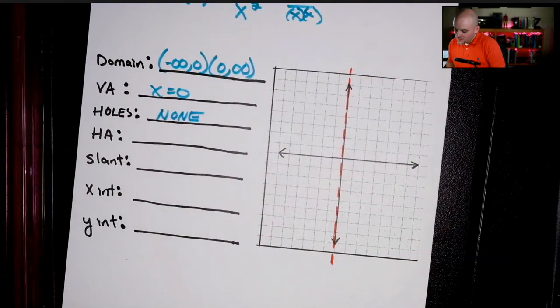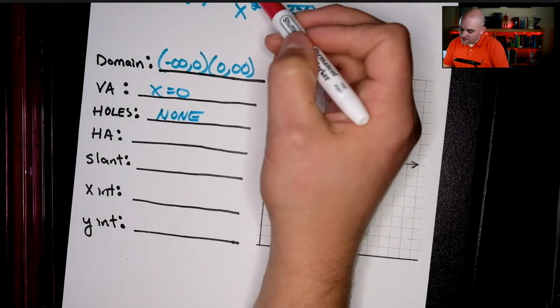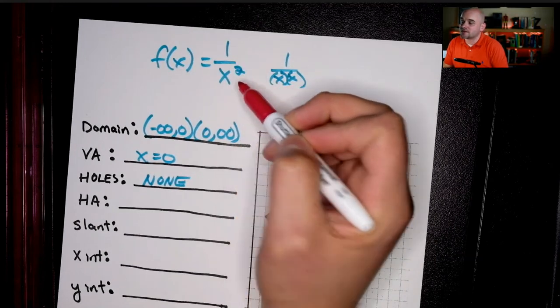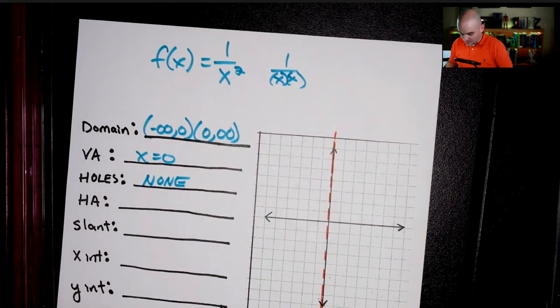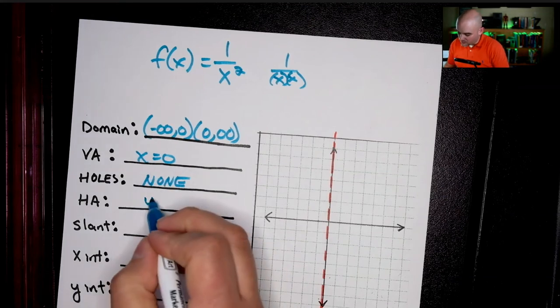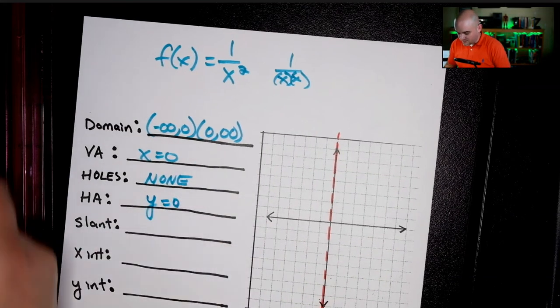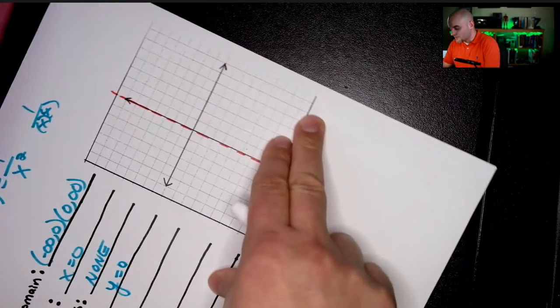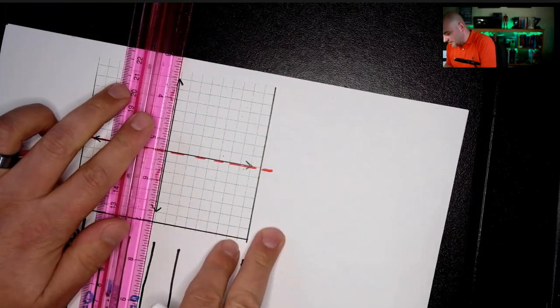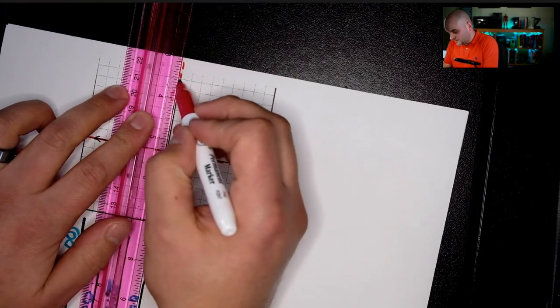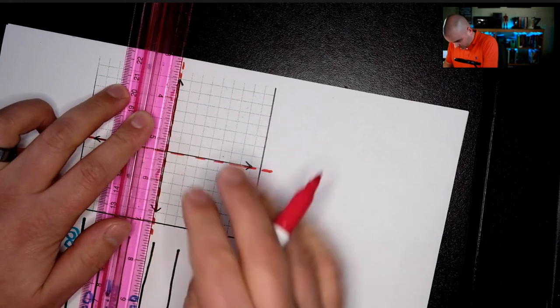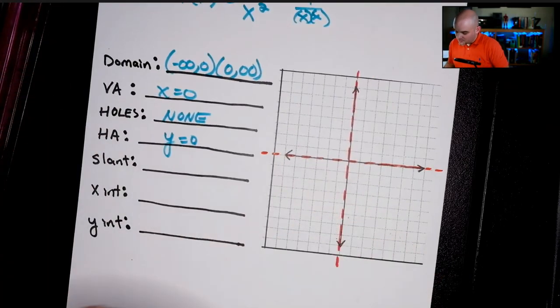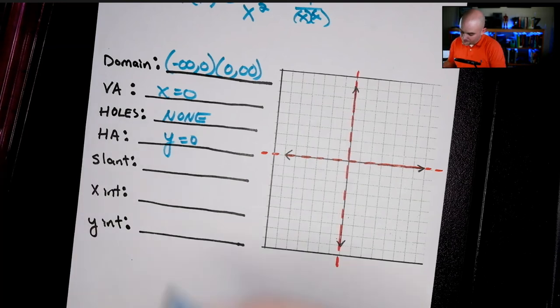And then the horizontal asymptote, once again, because the degree of the numerator is less than the denominator, you have a horizontal asymptote at y equals 0. Let's graph that again. So you're starting to think, this is going to look exactly the same. But it's not. There's y equals 0. There is no slant asymptote. None.